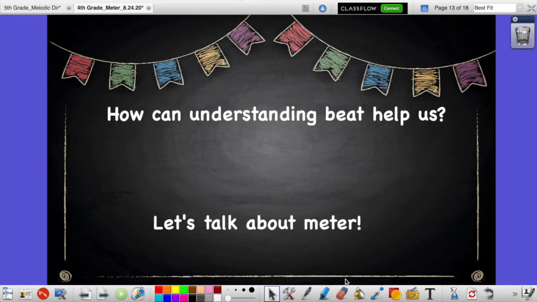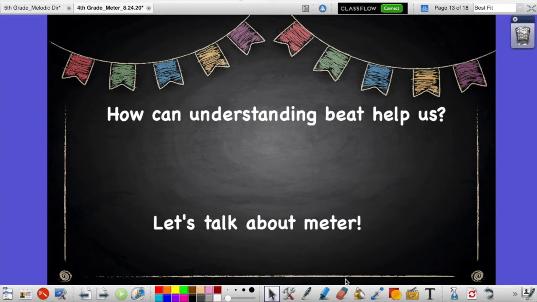Well, it's very helpful if we're talking about meter. So why don't we talk about meter? First, what is meter? Well, in math and science, meter is a unit of measurement. Like 1 meter is a distance. It's 1 meter, and then you could have 2 meters, and then 3 meters. You may have seen a meter stick in the past in your classroom as well.